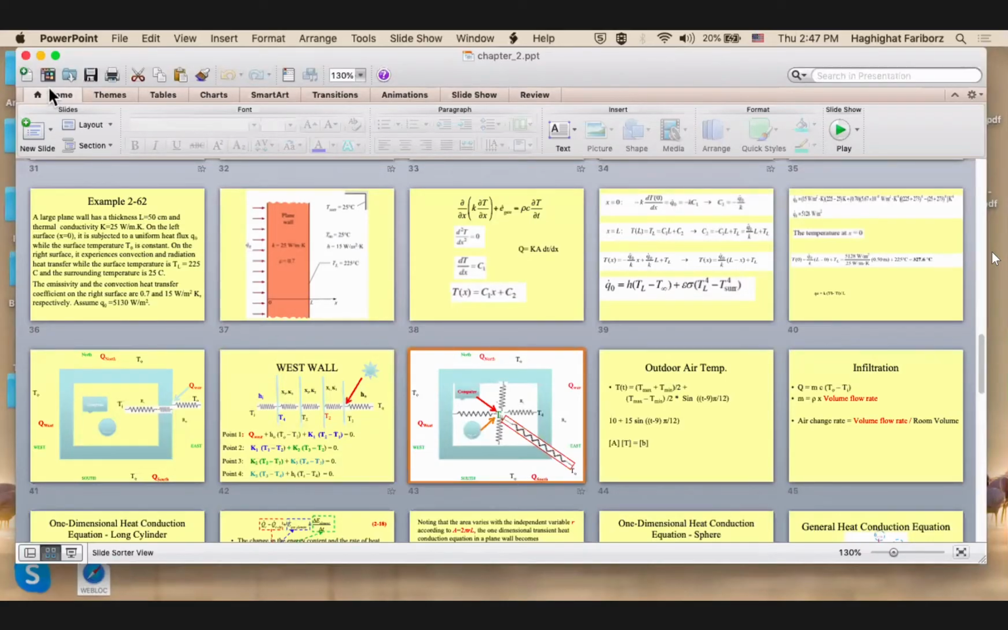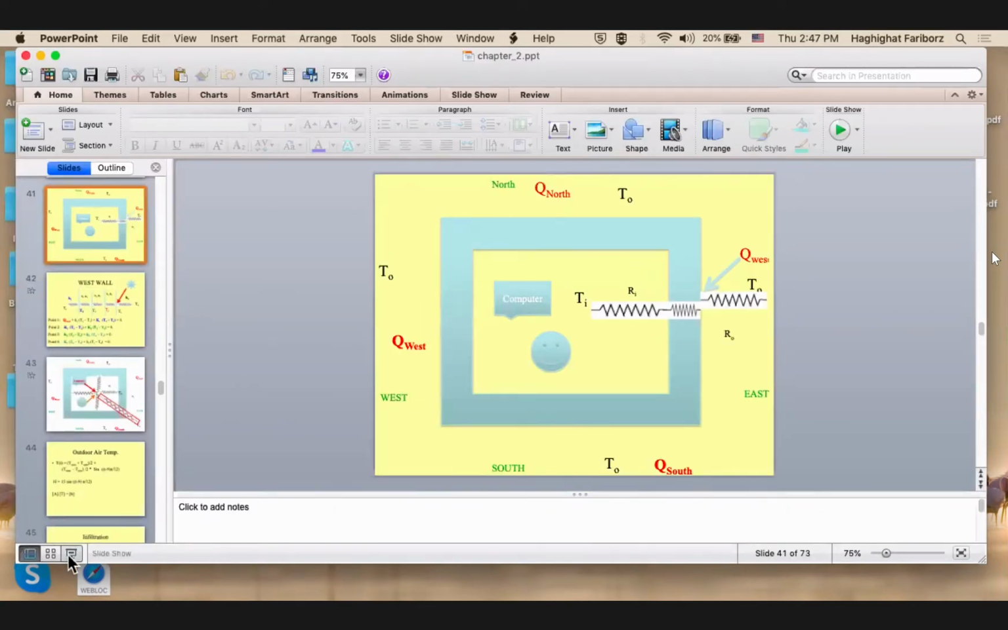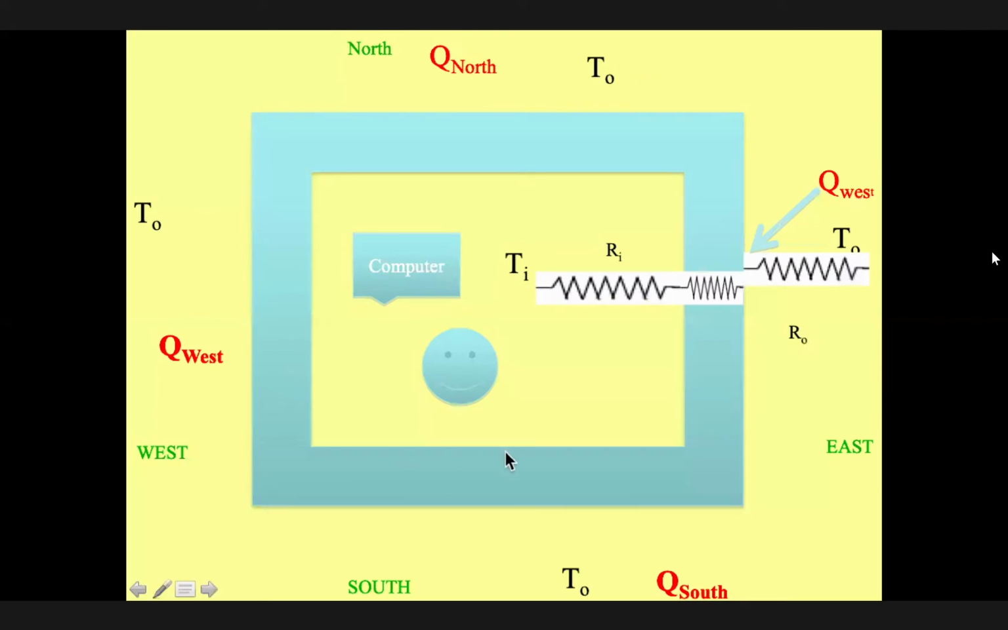Sir, I'm sorry, can I ask a question? Please do. For the energy balance equation for the floor, it should be the convection and also the solar radiation that comes from the windows. Absolutely. But the Q that we have is for the whole wall, so it should be multiplied by the area of the window.